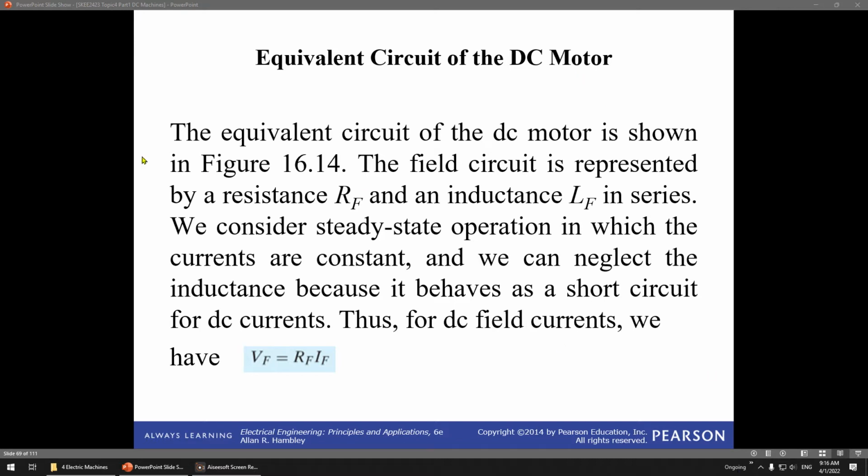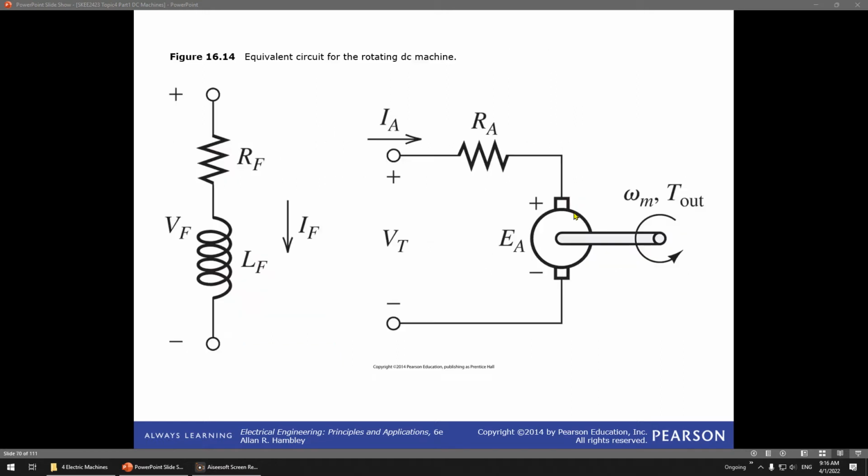The equivalent circuit for the DC motor, the field, is shown in figure 14. The field current is represented by the RF and LF. Remember you have the field circuit with field current, and the armature circuit. The armature is the rotating part. The field is the circuit that tries to create a magnetic field, and for the field circuit you have R and L. This one is the field circuit, and this one is the armature circuit.